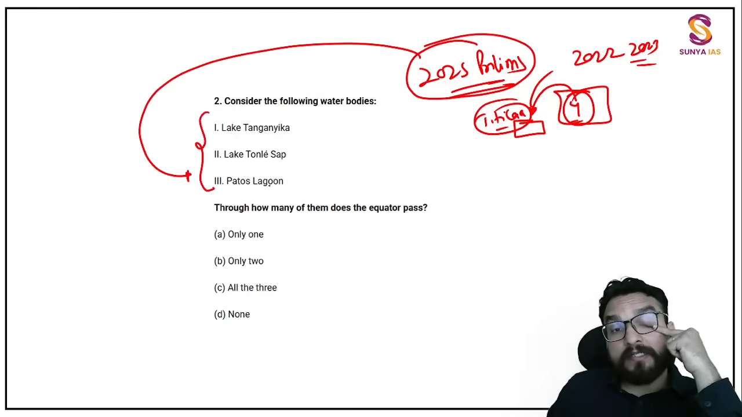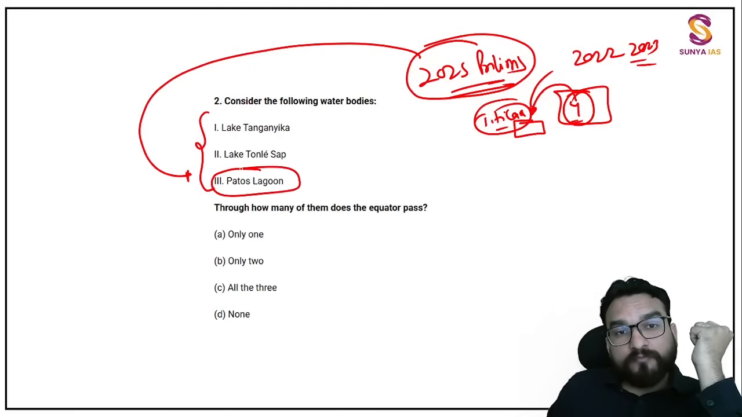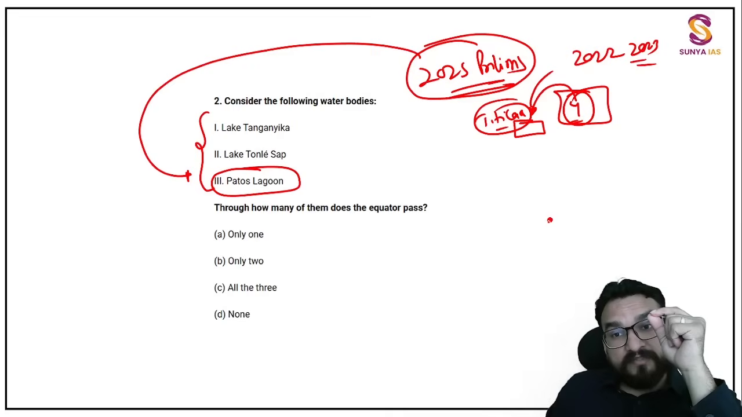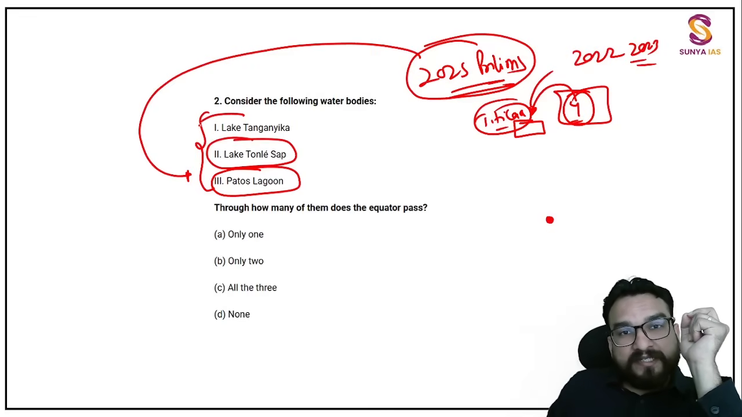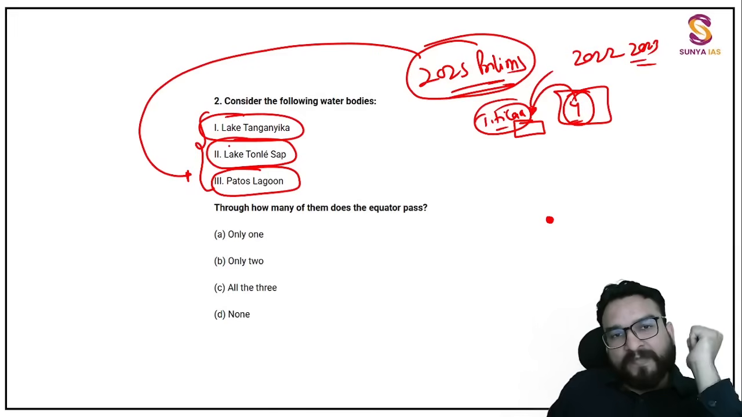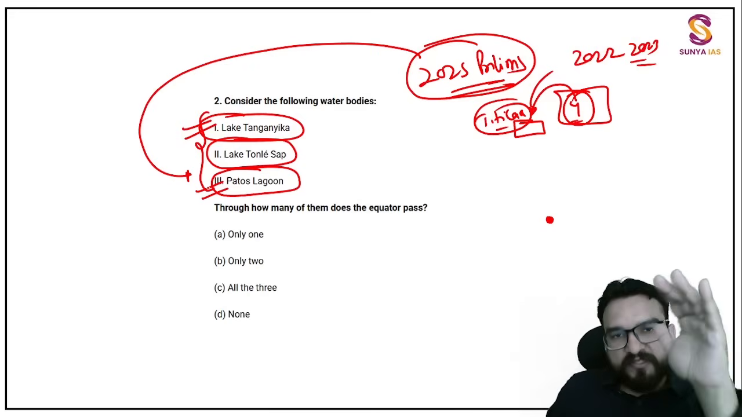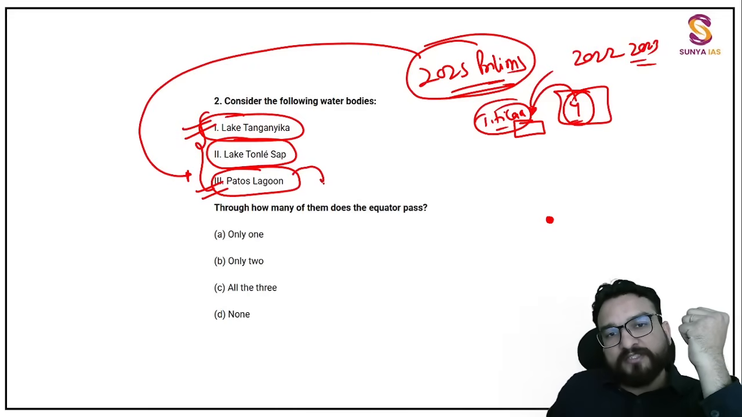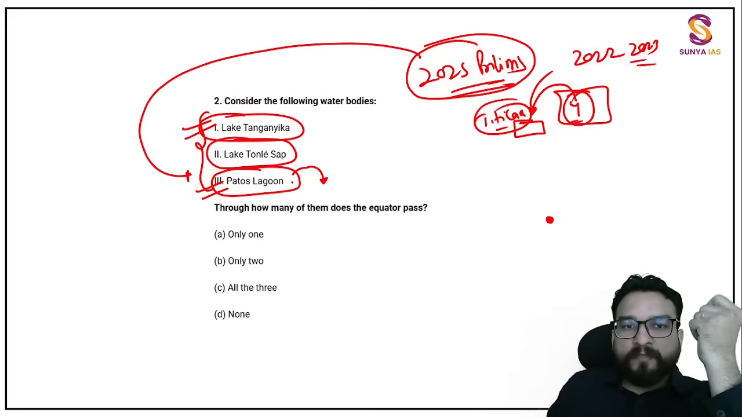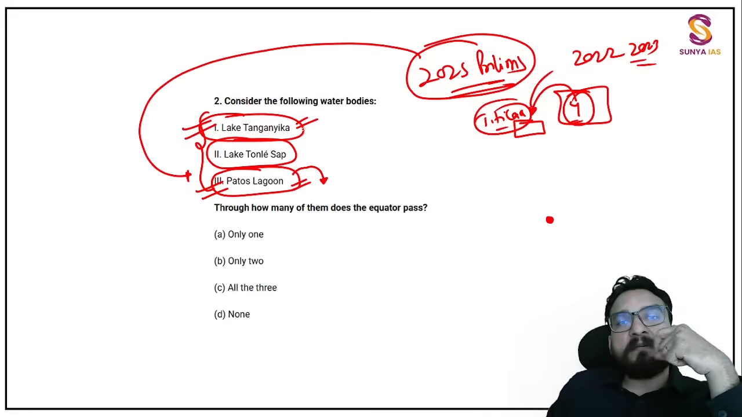Again, okay, 3 lakes. Patos Lagoon, the lake which we have studied just now, I have shown you the location. Lake Tonle Sap, Lake Tanganyika. Now those who are studying sincerely, Lake Tanganyika and Patos Lagoon must have been studied by them, obviously, right? But the point is उन्होंने कितना याद रखा है इसको. The Patos Lagoon and Tanganyika is remembered by all also.